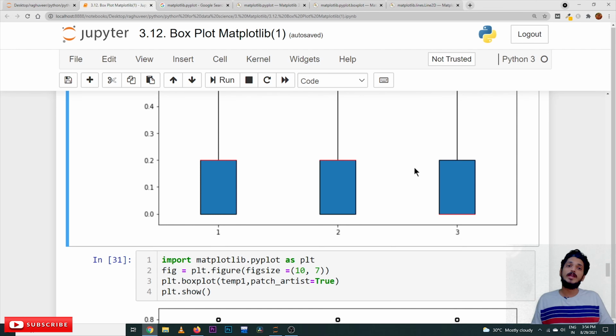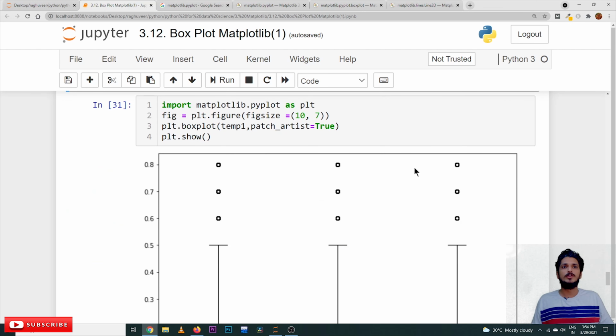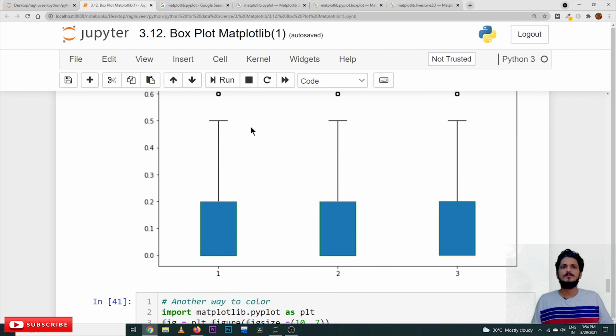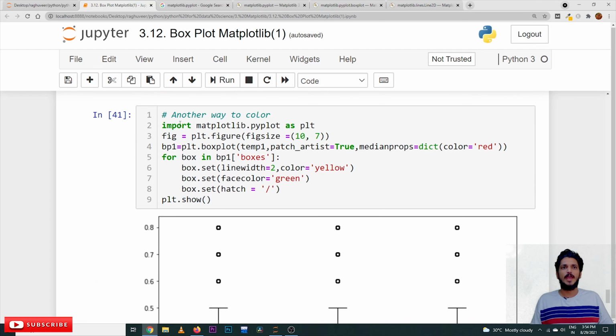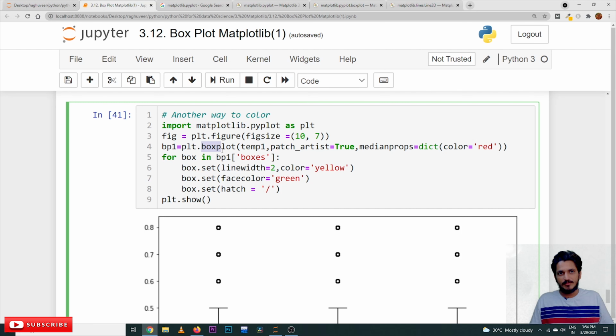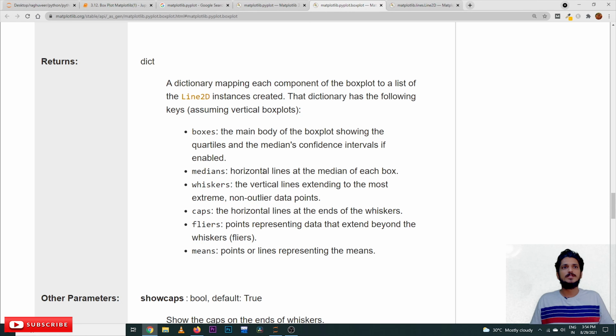And one more way we can color this is also very important to understand, because most of the time they will either use the properties, or you can use the other way also. So coming to another way to color this. Whenever you create a box plot, we use the function boxplot. Let's check the documentation. This boxplot will return a dictionary of these objects. These are the objects returned, boxes.